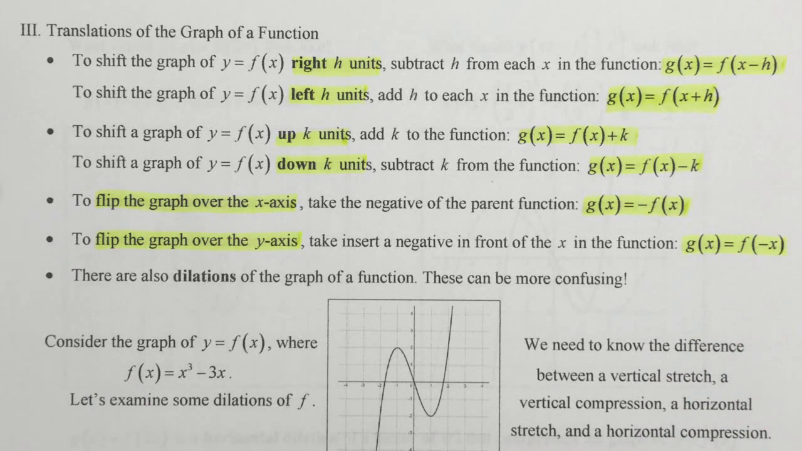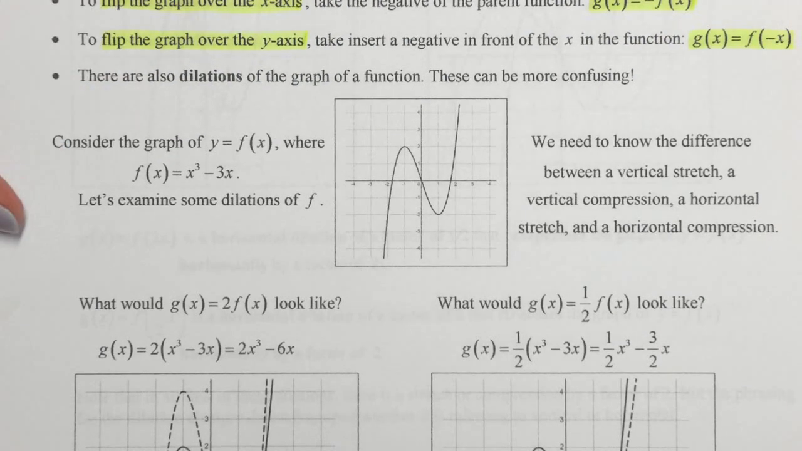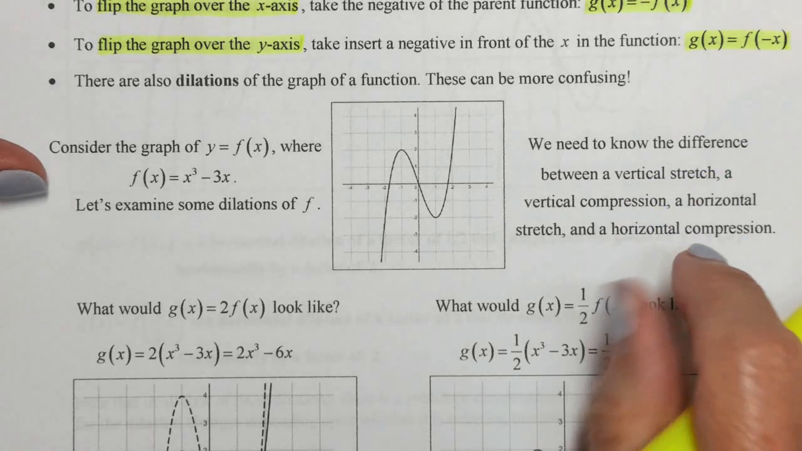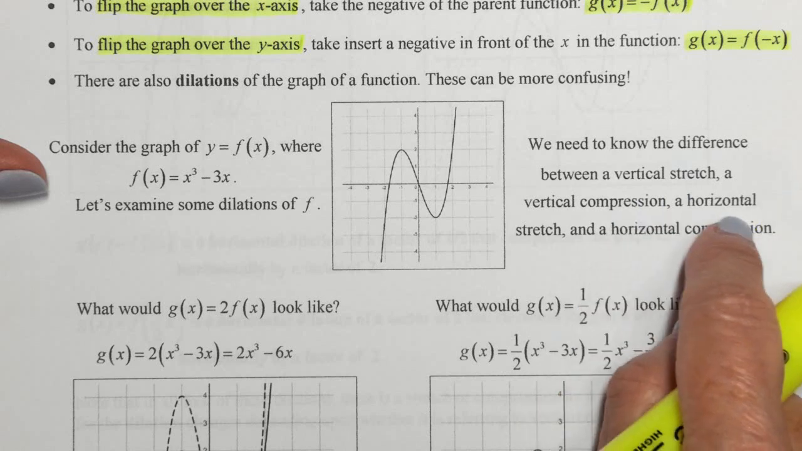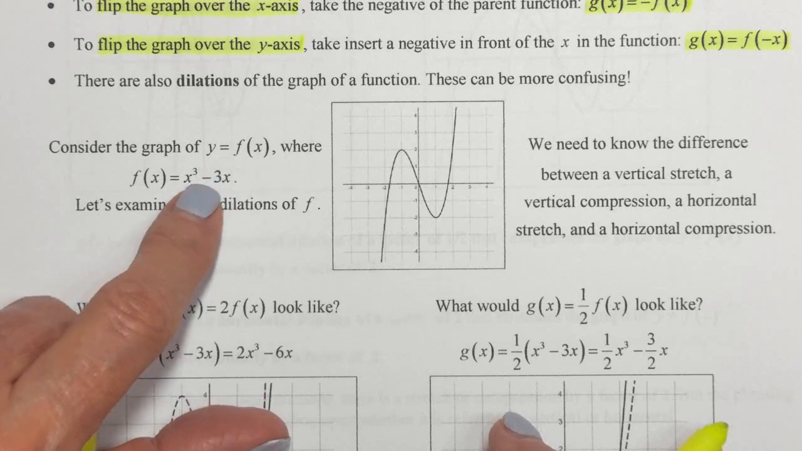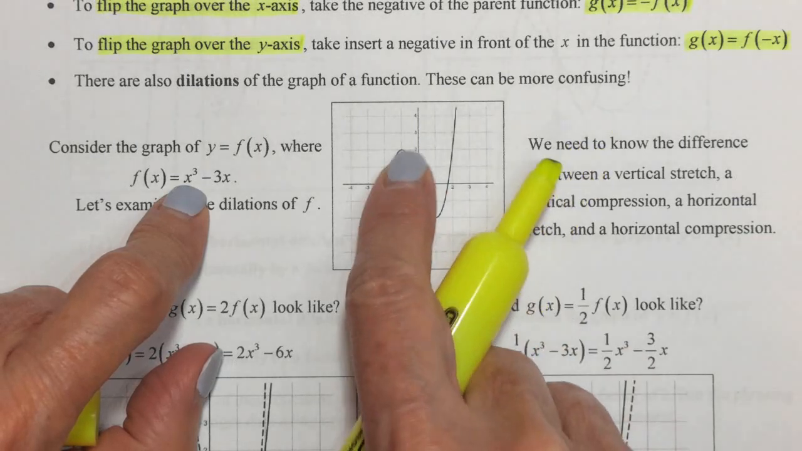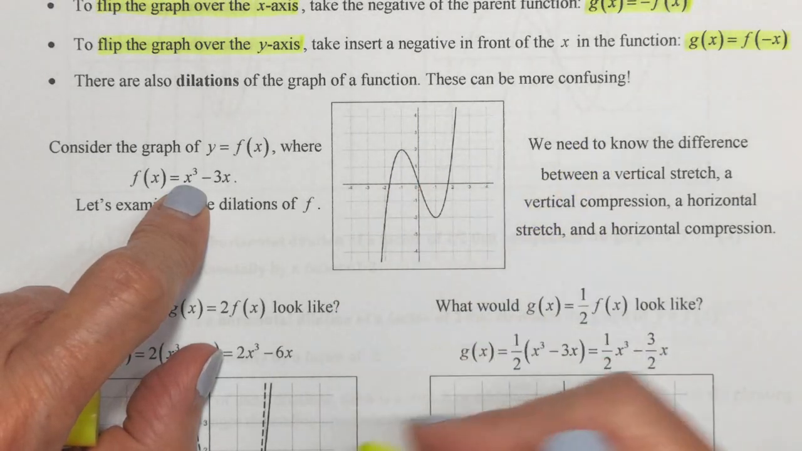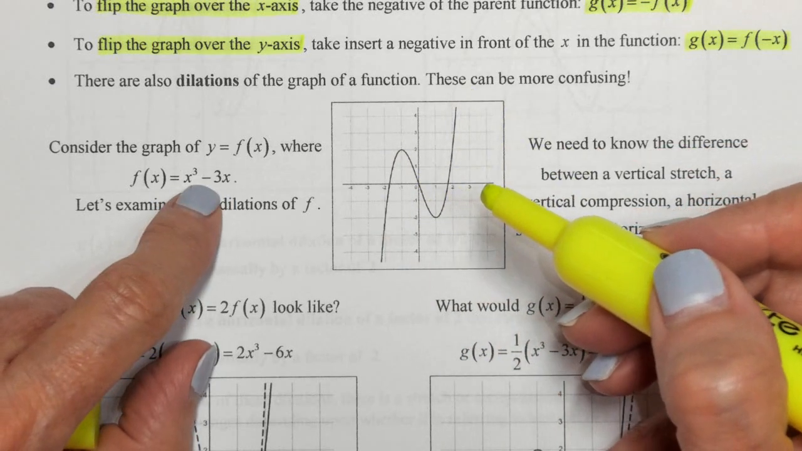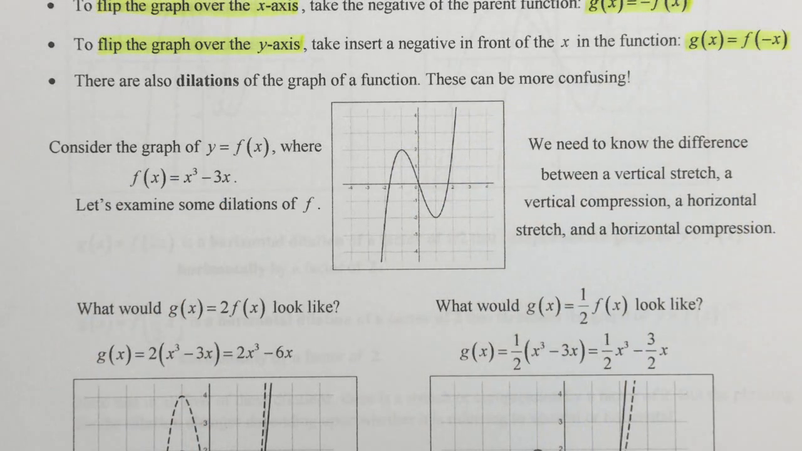And then there are also dilations, and dilations can definitely be more confusing. I'm going to need you to know the difference between a vertical dilation and a horizontal dilation, specifically a vertical stretch or compression and a horizontal stretch or compression. So what we're starting with is this graph that I just did on Desmos. It's x cubed minus 3x, and this is the graph of x cubed minus 3x. So in all of the next graphs that I show you, the solid graph is this parent graph. It's not really a parent function, but it's our starting function, okay?